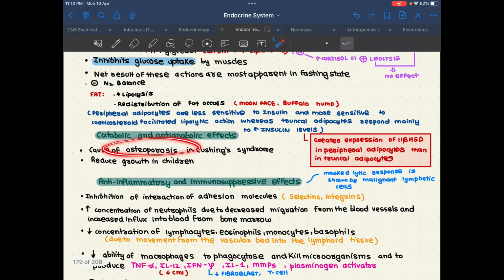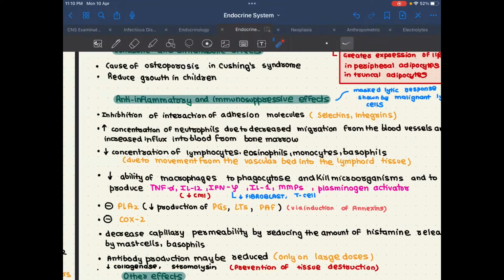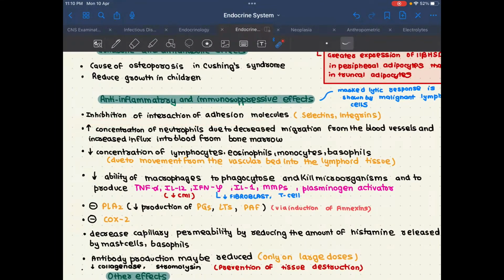What does it do? It leads to osteoporosis, we know that, and growth retardation in case of children, we know that as well. And सारे के सारे anti-inflammatory actions इसके कैसे कैसे हैं? Inhibition of interaction with adhesion molecules, जो भी selectins, integrins हैं उन्हें inhibit करेगा, we know that. Very importantly, blood levels पे क्या कराएगा, मतलब कौन कौन से cells को stimulate करेगा, किन को decrease करेगा, बहुत important है ये.